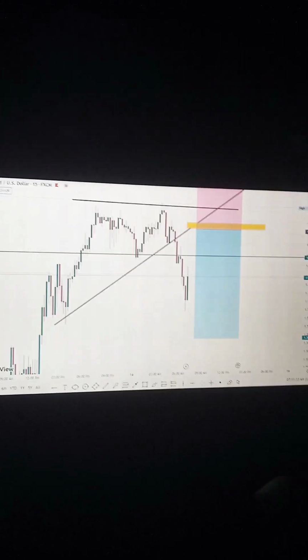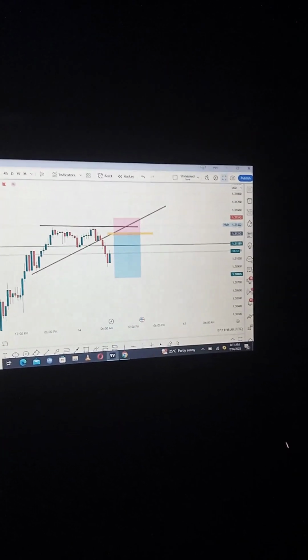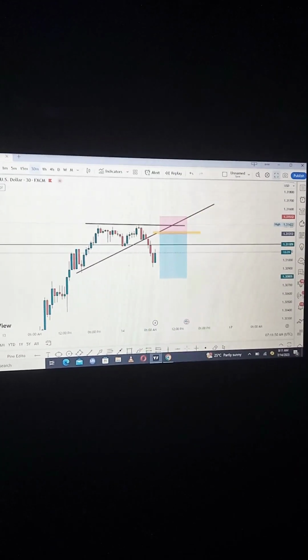Now let me show you the reasons why we are going short on this trade. If I go to a 30 minutes time frame, you can agree with me that GBP has been buying throughout this week. Even last week, we have been on a bull run all along. So I think it's time for the market to reverse.